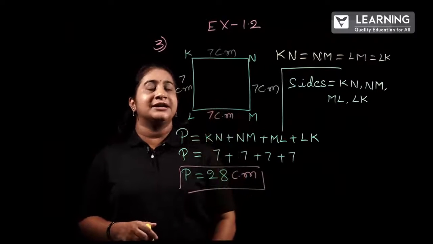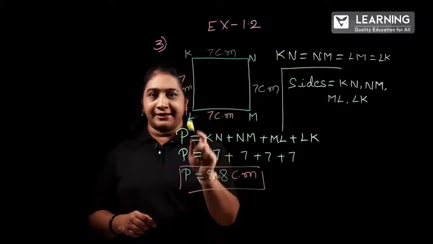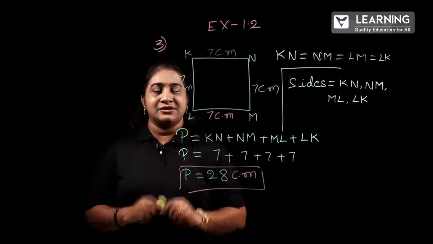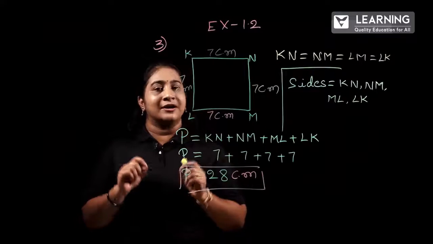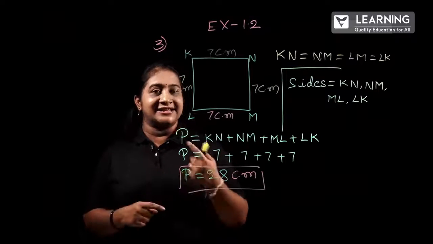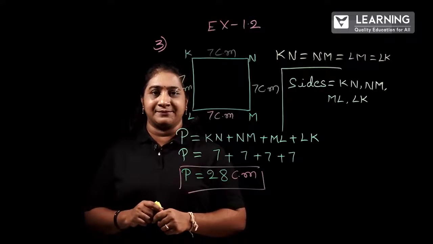The perimeter of the given figure, that is the perimeter of KNML, is 28 centimeter. So, we have completed the exercise 1.2 problems. In the next session, we will be solving exercise 1.3 problems.